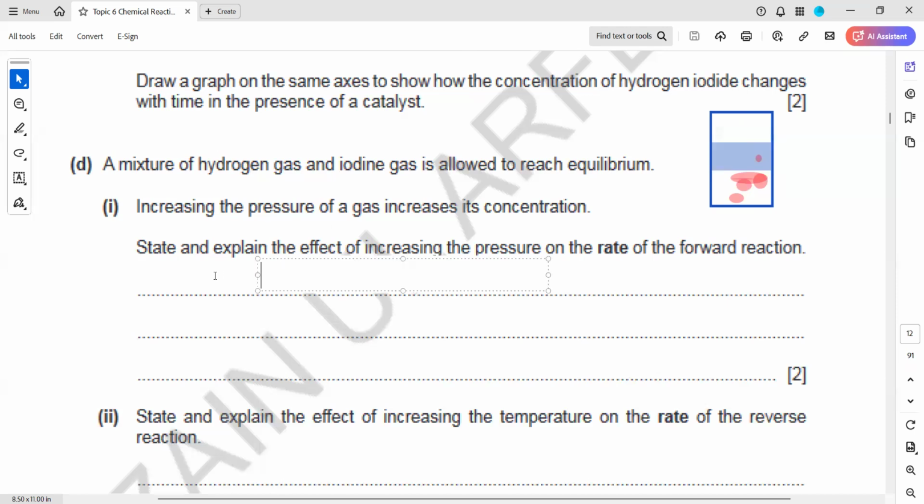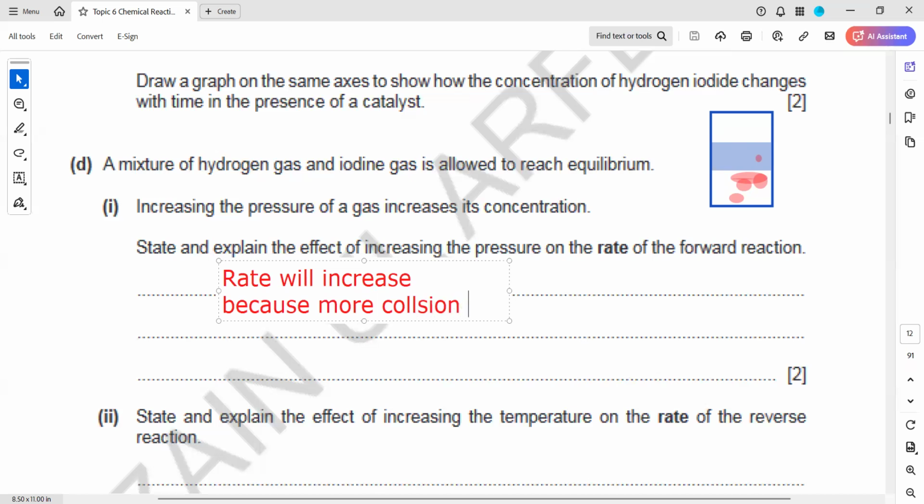So, state and explain the effect of increasing the pressure on the rate. What will happen? The rate will increase because there are more collisions between the particles at high pressure.